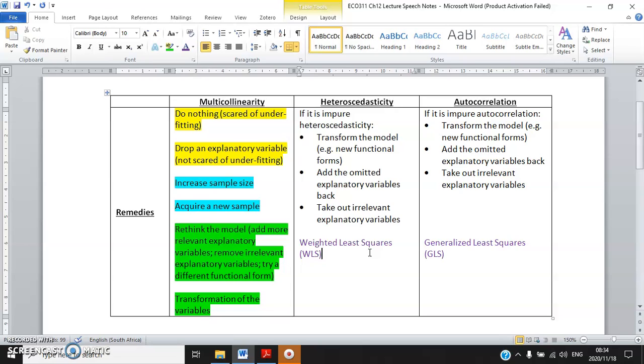Okay, so I think we have actually finished chapter 12 now. Then we have to move on to the last chapter, chapter 13, which is the longest chapter, actually.